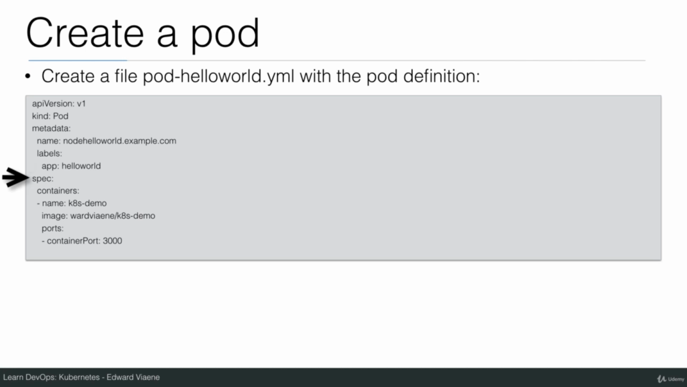In spec, you're going to put the container definitions. We only have one container, so we're going to give it a name. The name of this container is Kubernetes Demo, and the image refers to the image that we uploaded to Docker Hub. First your login, Ward Viana is my login, then slash, and then the repository name. The ports that you want to expose on this pod, here I'm going to expose container port 3000.